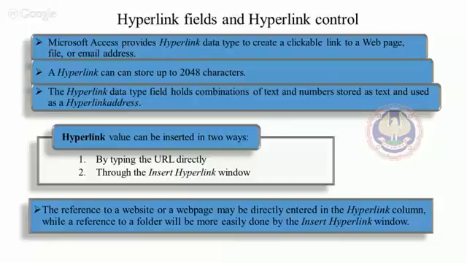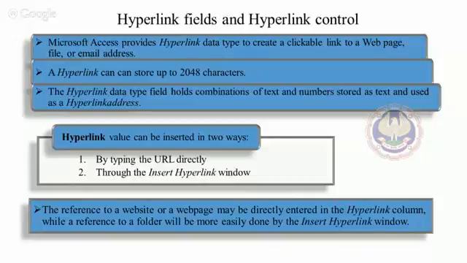Hyperlink fields and hyperlink control. We can show them that we can have hyperlink fields in our table. That means Microsoft Access stores a hyperlink data type to create a clickable link to a web page, file or email address. A hyperlink can store up to 2048 characters. The hyperlink data type field holds a combination of text and numbers stored as text and used as a hyperlink address. For example, if we put a web address in the hyperlink data type, then when the net is connected and we click on that web address, that site will open up.